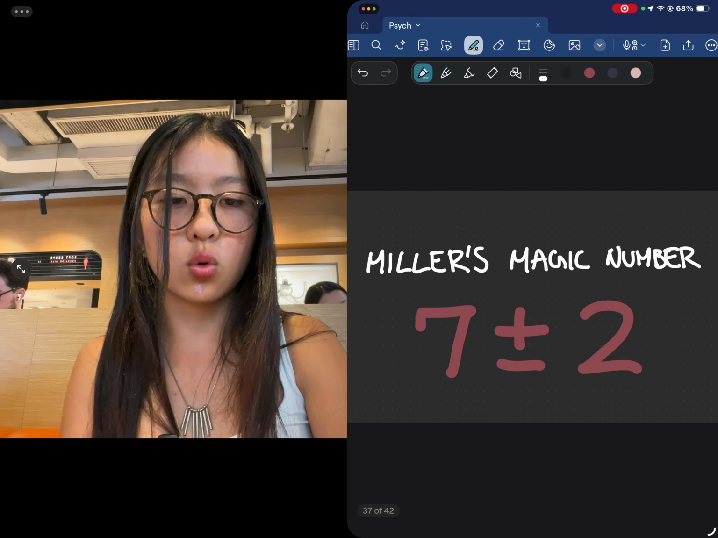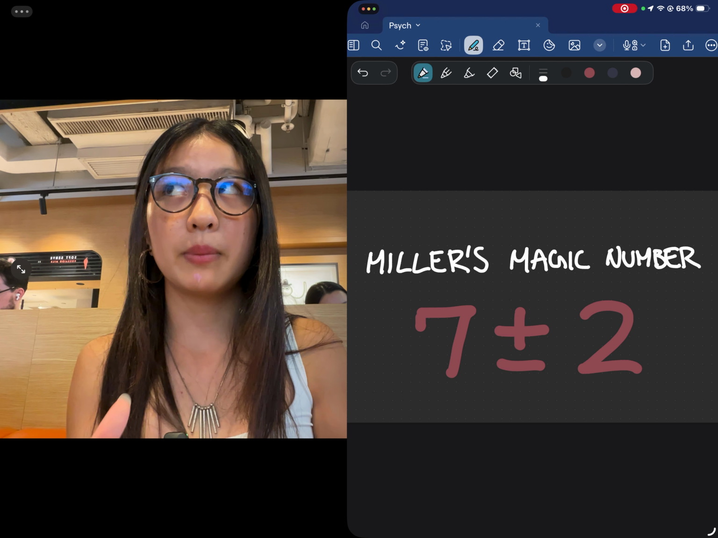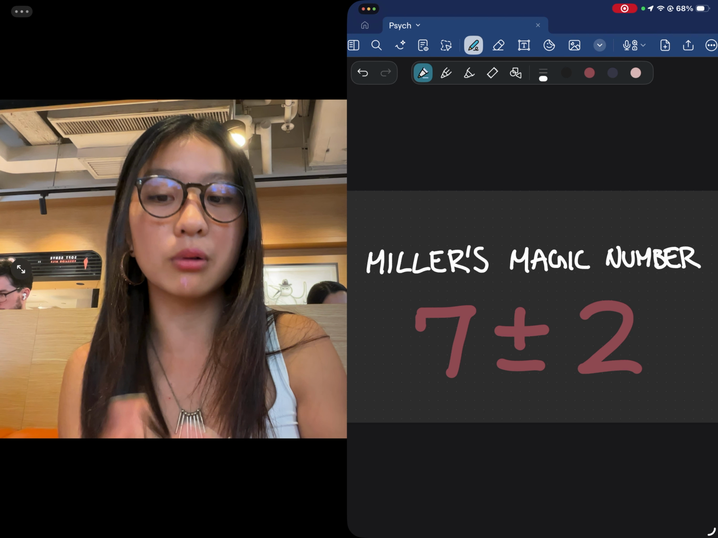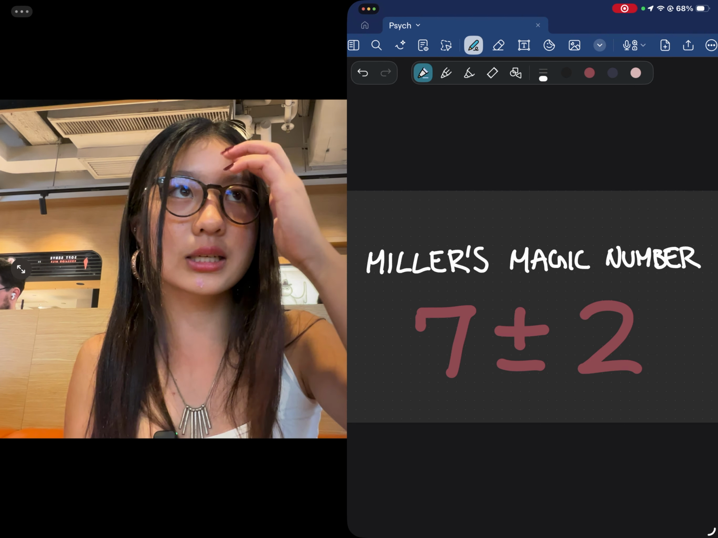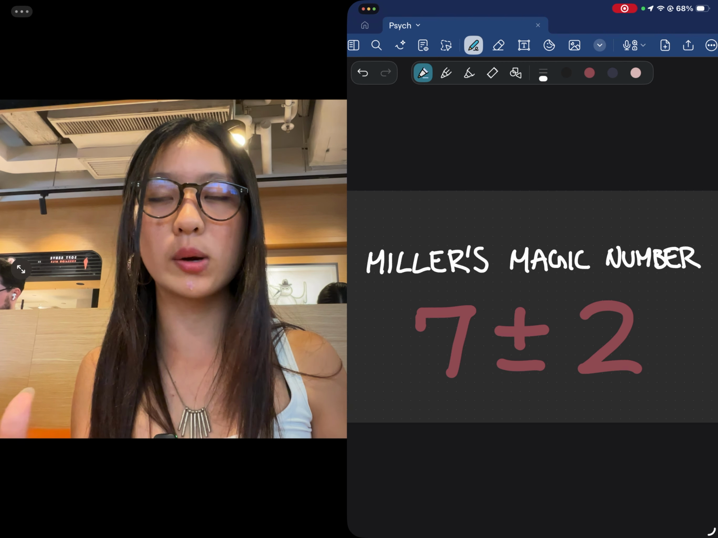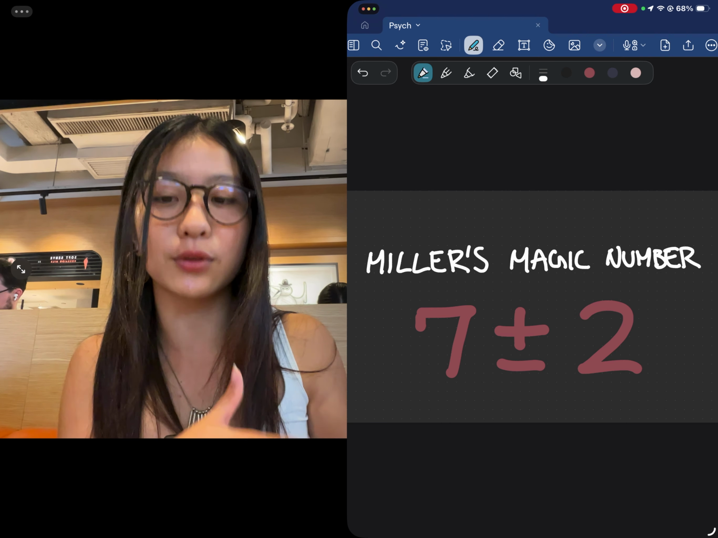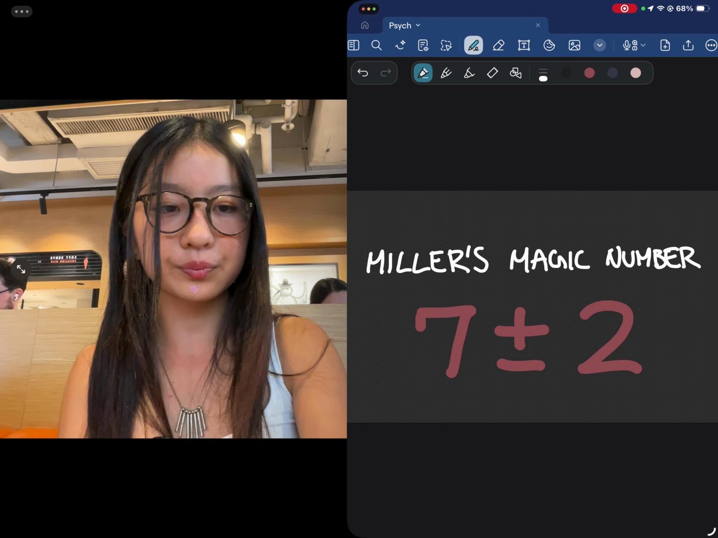So one really cool thing about short-term memory is Miller's magic number, which is basically something along the lines of you can only remember up to 7 plus or minus 2 items in your short-term memory at once. And this can be anything up to like units of things or numbers. And he also found that when you chunk large chunks of information into groups of things, you're able to increase the amount of items that you can remember.